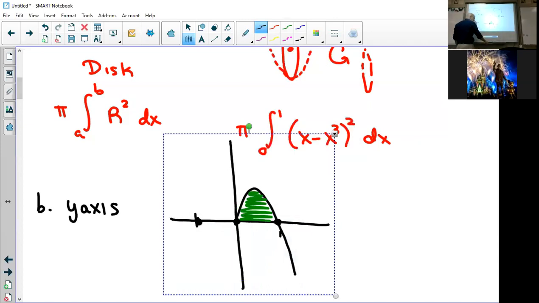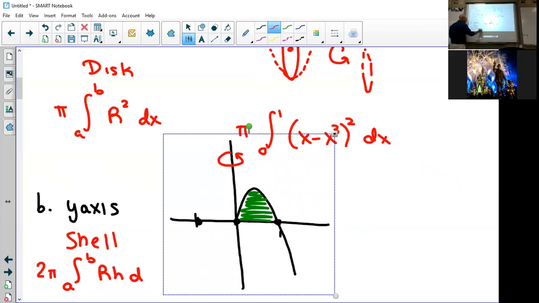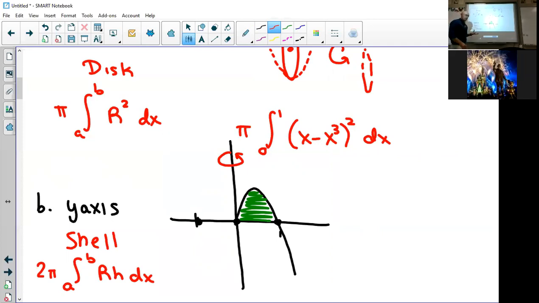All right, so we are going to take this now around the y-axis, and now we have a vertical revolution. Anytime we use a vertical revolution, it really makes the most sense to use our shell method. Using the shell method will make this much easier. Remember, that is 2 pi integral a to b of r h dx. The nice thing about using shells is we can keep everything in terms of x. So we have 2 pi, a to b, and our interval is still going to be 0 to 1.